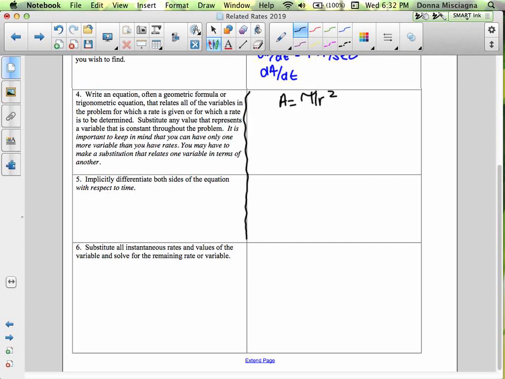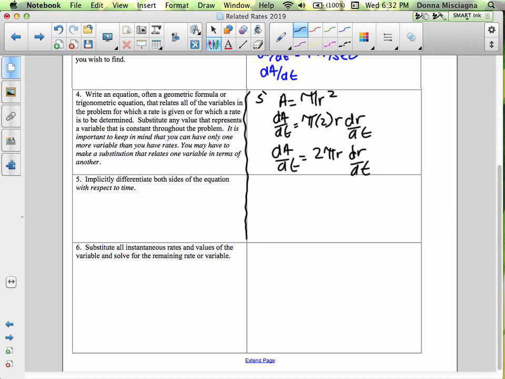Once we have our equation, there are no constants in this. Everything is changing, so we're going to take the derivative with respect to time. So we have dA/dt equals, pi is a coefficient, so that's just going to be pi times 2, and then the radius, the exponent will decrease by 1. And then, of course, with respect to time. Let's clean that up a little bit. So dA/dt equals 2 pi r dr/dt.